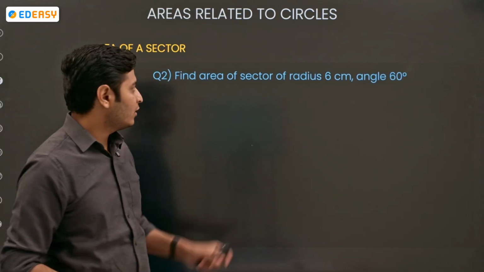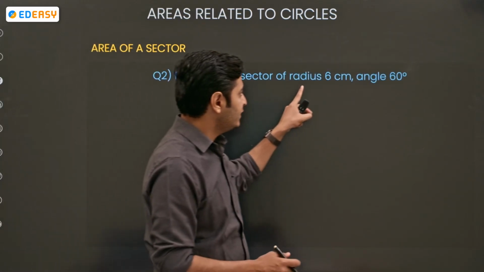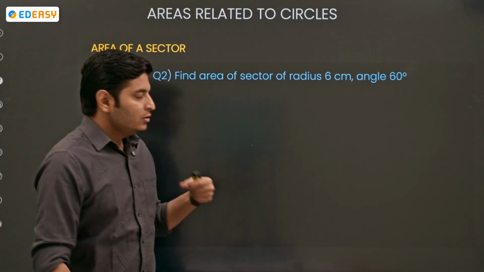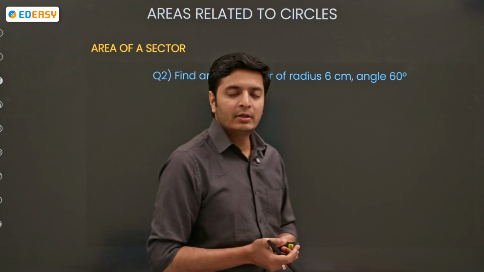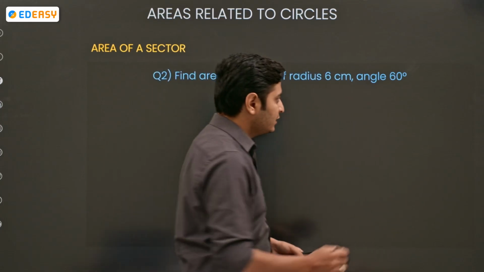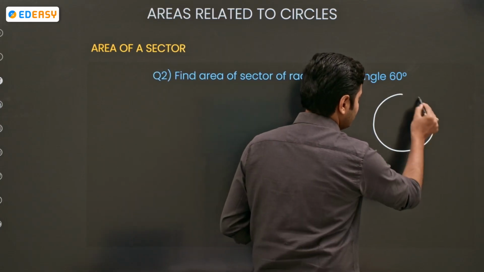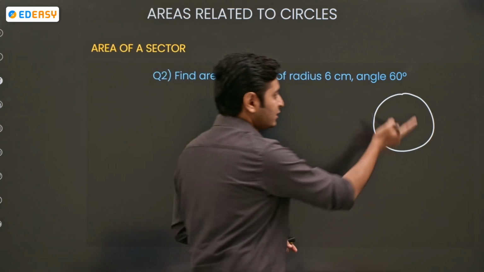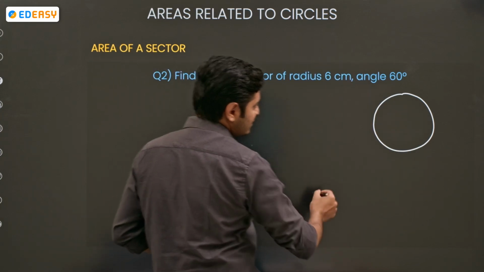Second problem. Find area of sector of radius 6 centimeter and angle 60 degrees. So in this type of problem, if you are ever getting confused, then you will do what? You will create the image first, the figure. You will create a very neat and clean figure. So circle we are creating, radius is 6 centimeter.